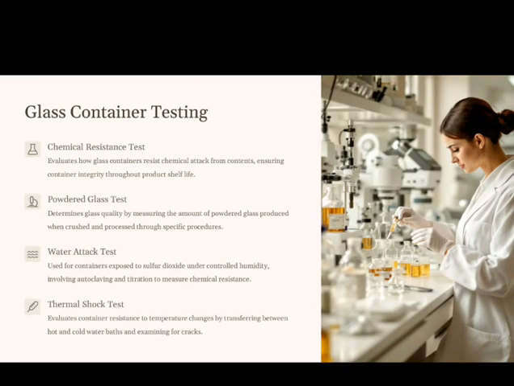Glass container testing. Chemical resistance test evaluates how glass containers resist the chemical attack from contents, ensuring the container integrity throughout the product shelf life. Second is powdered glass test. Determine glass quality by measuring the amount of powder glass produced when crushed and processed through specific procedures. Third is water attack test, used for containers exposed to sulfur dioxide under controlled humidity, involving the autoclaving and titration to measure the chemical resistance. Fourth is thermal shock test, evaluates container resistance to temperature changes by transferring between the hot and cold water baths and examining for cracks.